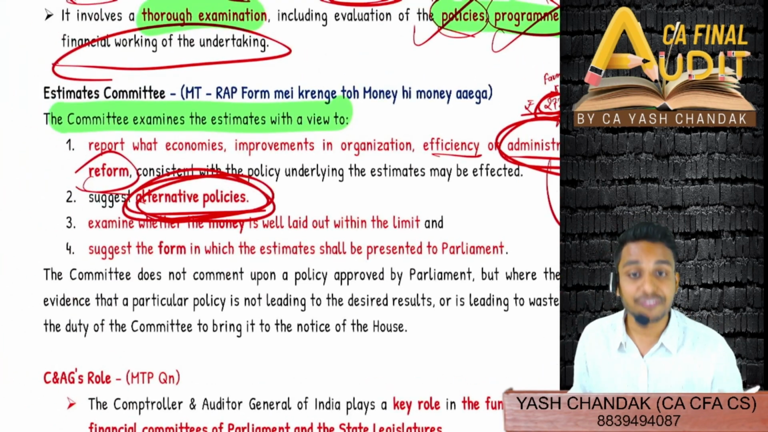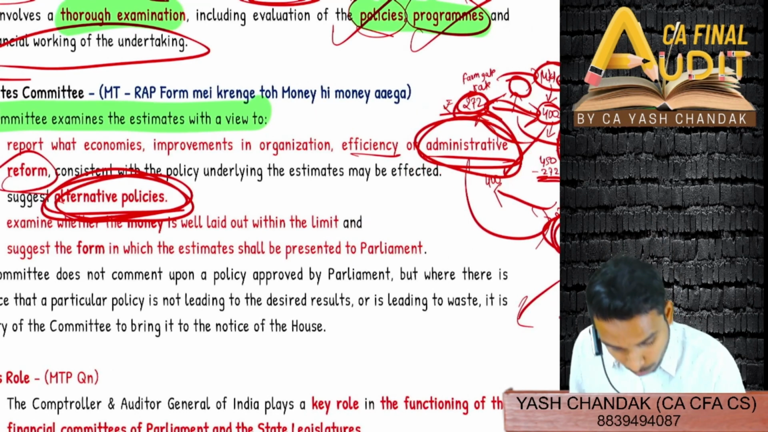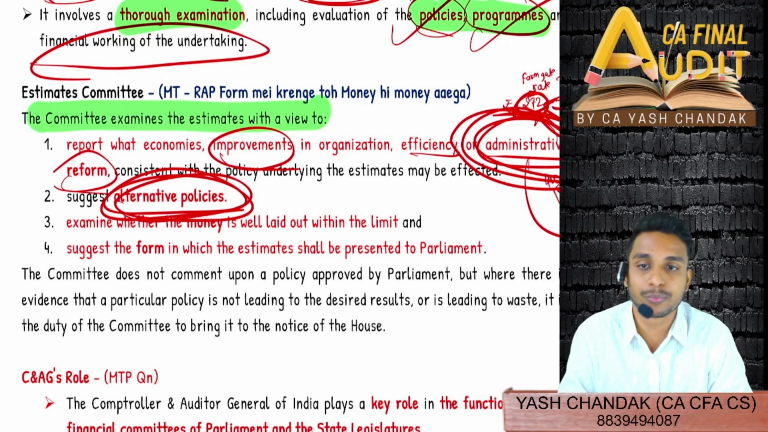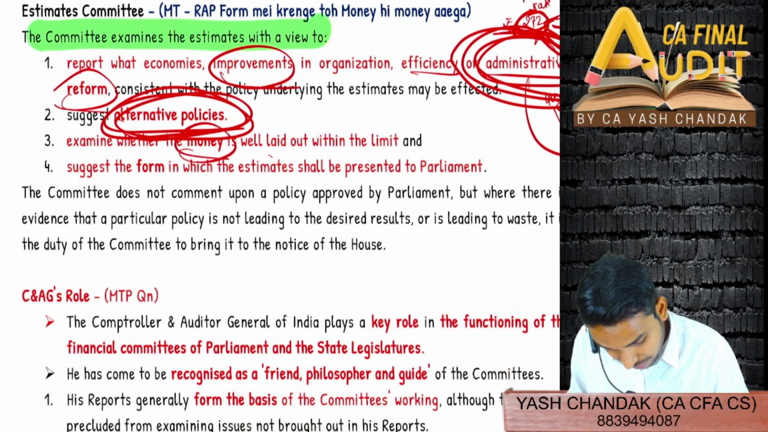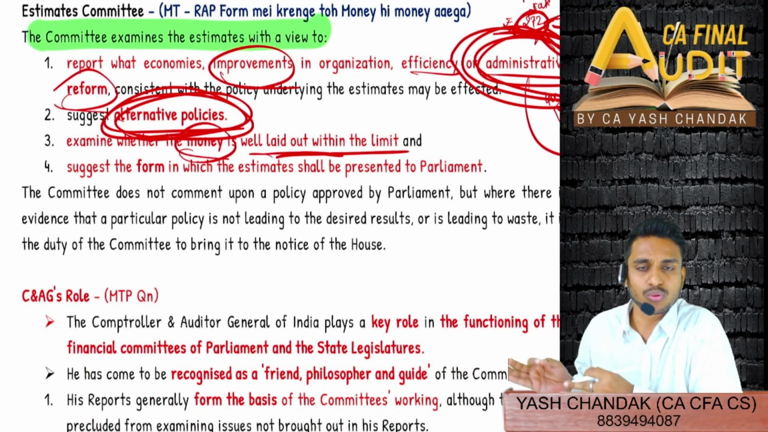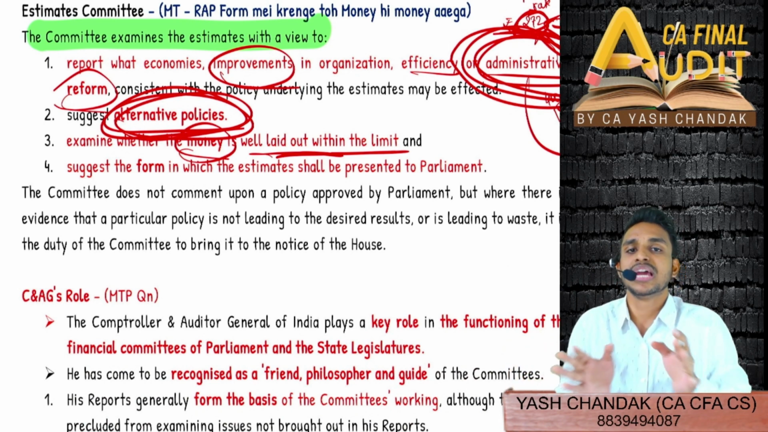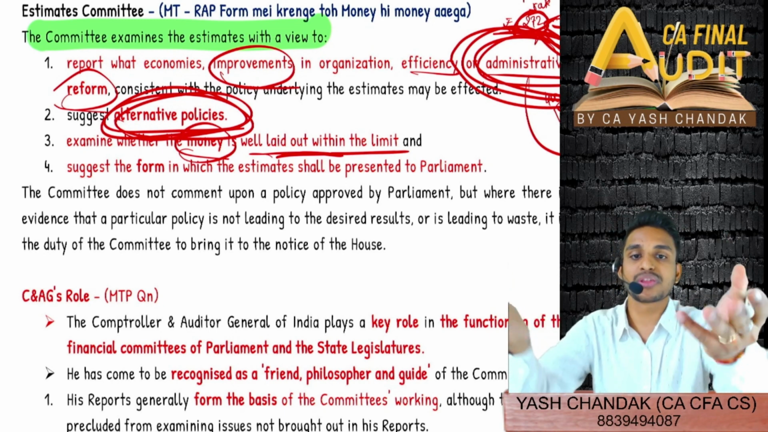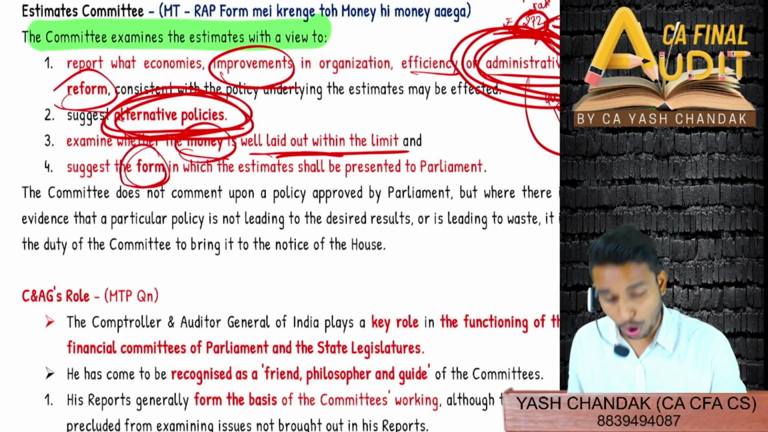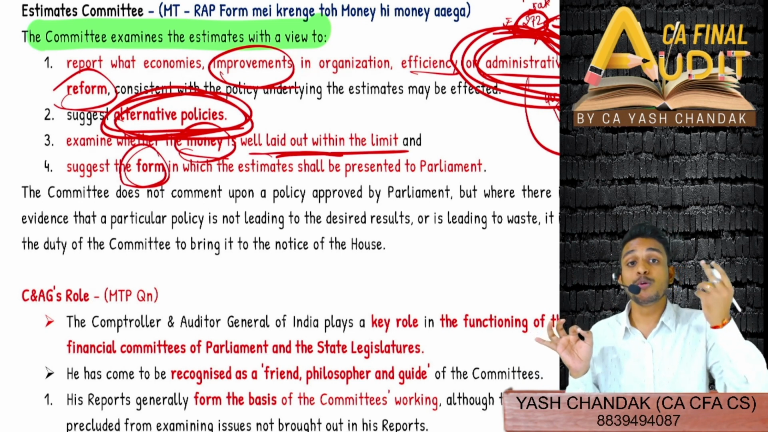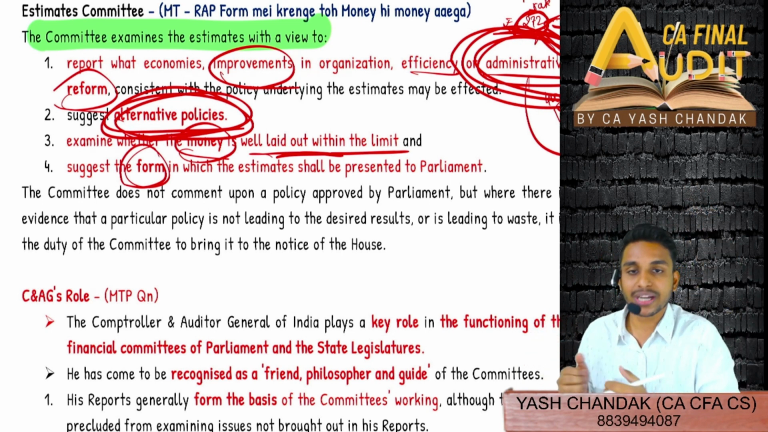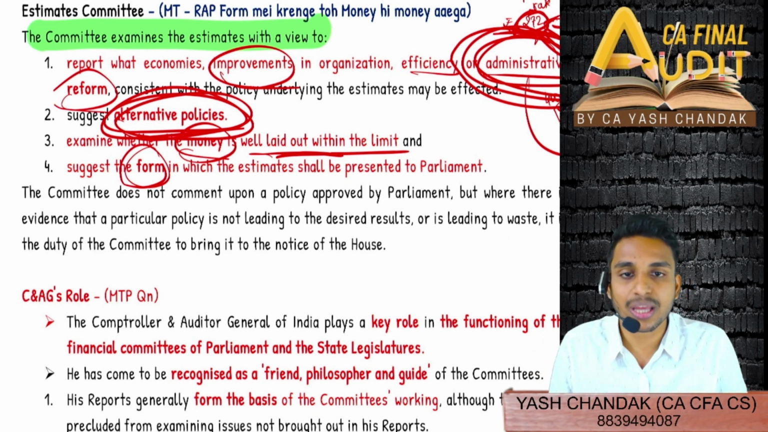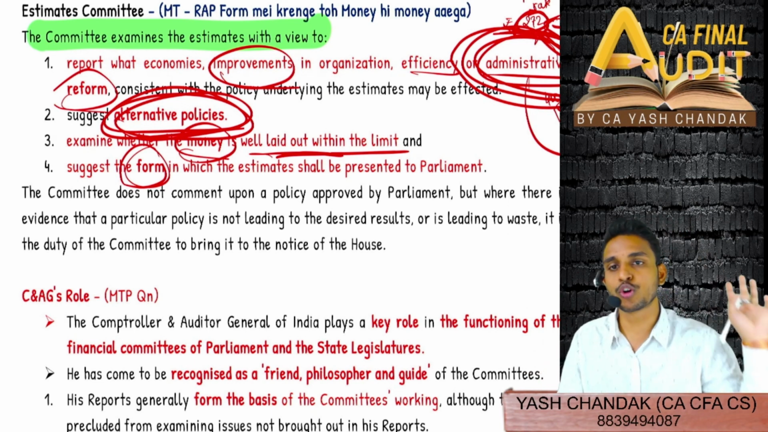Suggest any alternative policy, if at all there is any administrative reform that needs to be done, any improvements that need to be done in the organization, in the efficiency that needs to be brought, and examine whether the money is well laid out within the limits, like 10,000 crore, 4 lakh crore, whatever the limit is. And suggest the form in which the estimates will be presented to the parliament. So the format has to be suggested by whom? By the estimates committee. The same format will be presented in the parliament. So these are the 4 points about the estimates committee.